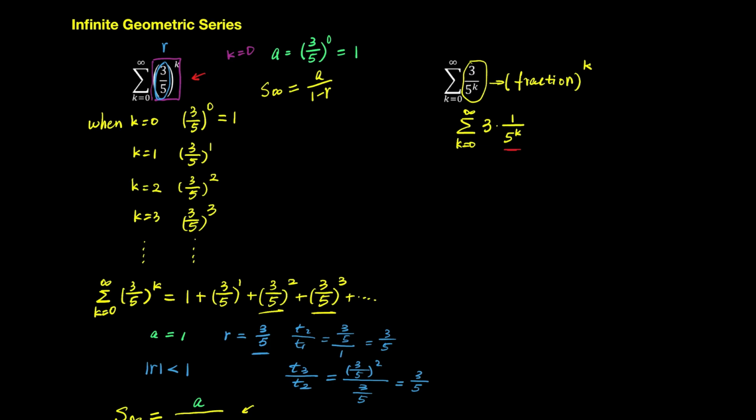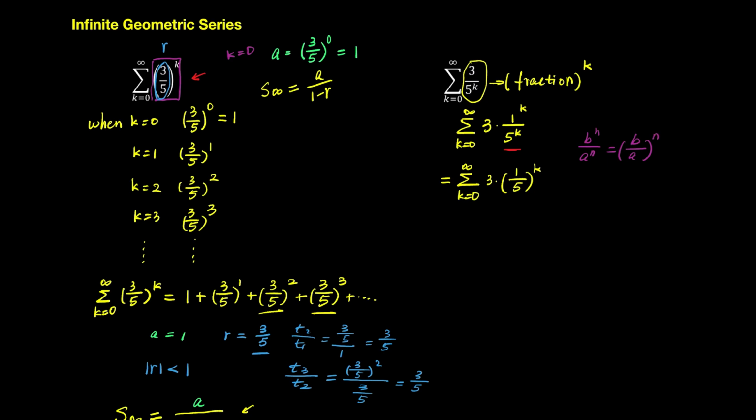To get the entire fraction being raised to a power of k, let's recall a useful property. 1 raised to any power is still 1, right? So I can write it like this. 1 to the power of k is still 1. Then we can write it as sigma k from 0 to infinity 3 times 1 over 5 to the power of k. Here we use an exponent rule, which is b to the power of n divided by a to the power of n equals b over a to the power of n.